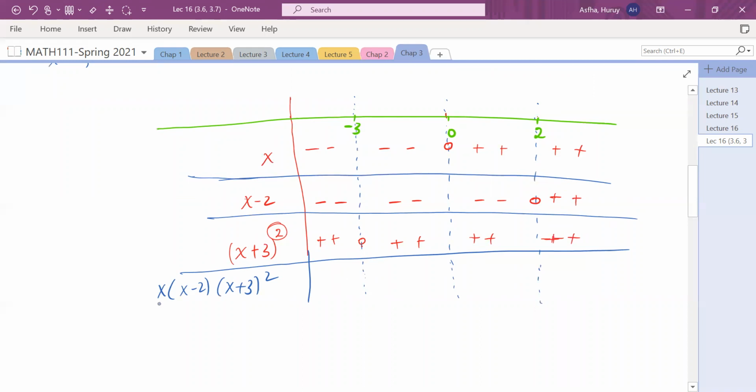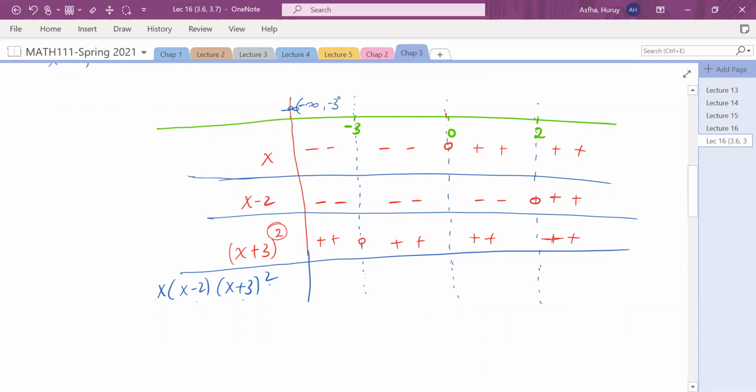Okay. So this is the product: x times (x minus 2) times (x minus 3) plus 3 squared. Let's multiply now on each interval. So the first interval is from negative infinity to negative 3.